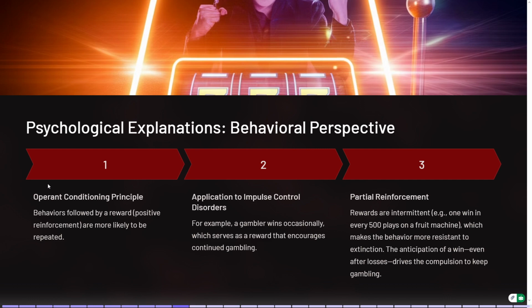We have number one to be operant conditioning. What is operant conditioning? This is a reward system, positive reinforcement or negative reinforcement. But here we are looking at the positive reinforcement, the reward. Behavior followed by a reward is more likely to be repeated. Is that so? Yes, when you reward a behavior, there's a high tendency to want to repeat that behavior, right?